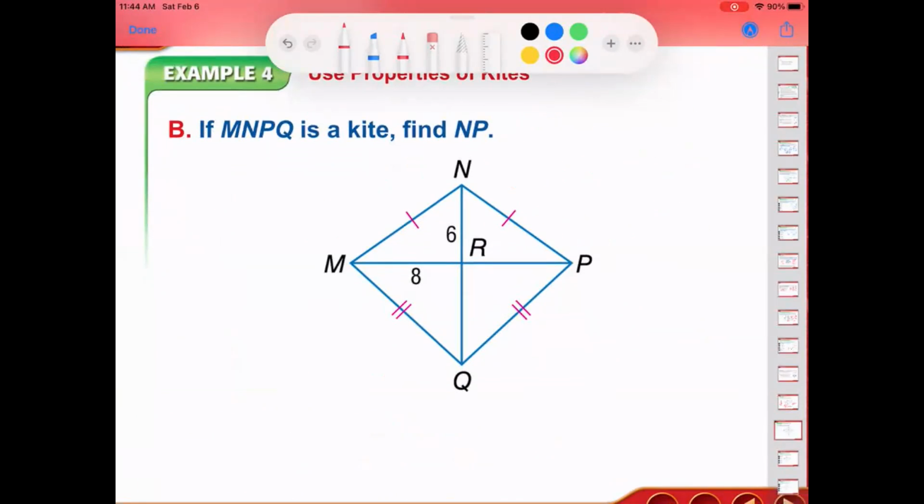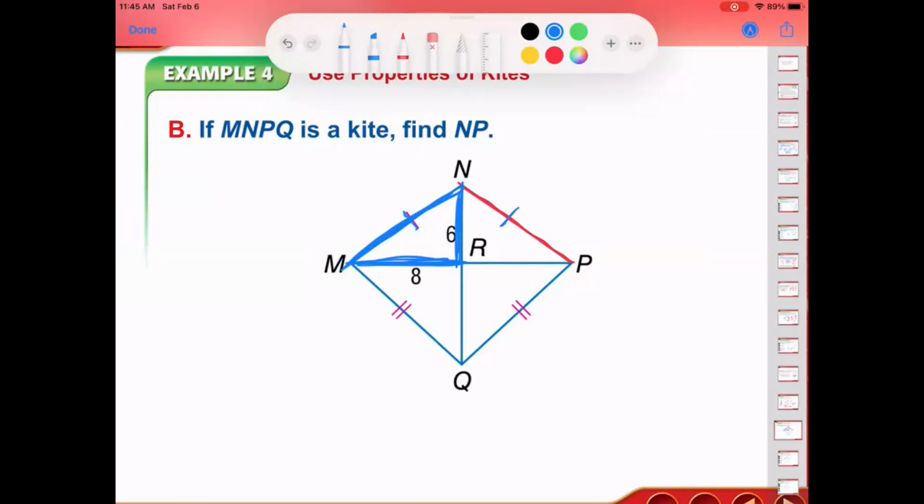So continuing on, if MNPQ is a kite, find NP. So we need to find NP. What? We have no angles that help, or we have no measures that help us with that though. Oh, but wait, we have a right triangle with two side lengths on this, and of course NM and NP are congruent. So what we're going to do is we're going to do some Pythagorean theorem goofing.